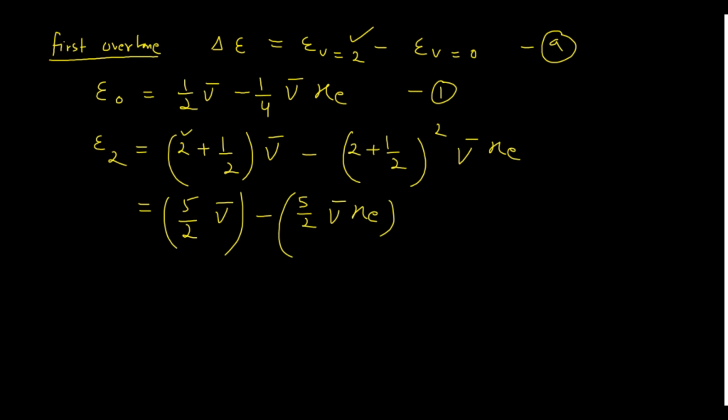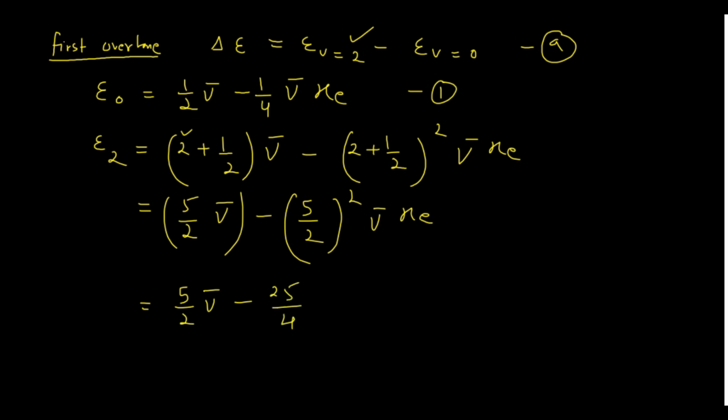What I can do is write it again. So here you can write 5 by 2 square of nu bar XE, and then you will have 5 by 2 of nu bar minus 25 by 4 of nu bar times XE. Say this is your equation number 2. So now again you can put the value of epsilon 0 and the value of epsilon 2 from equations 1 and 2 into equation A to get the final result.